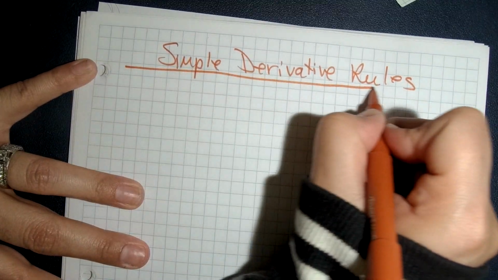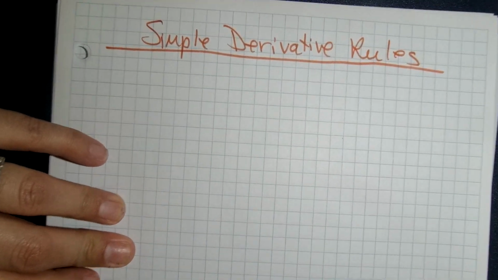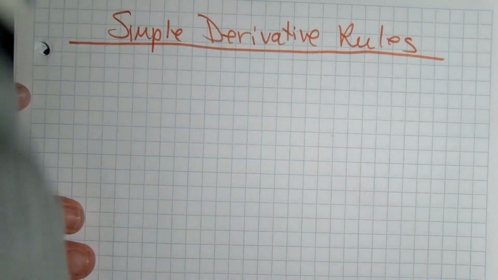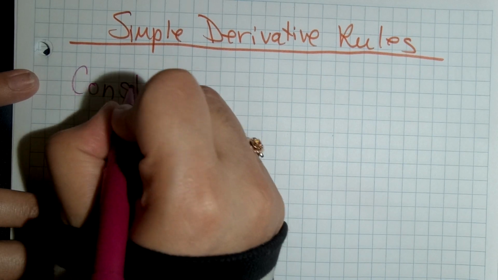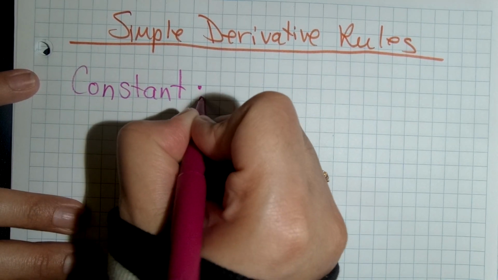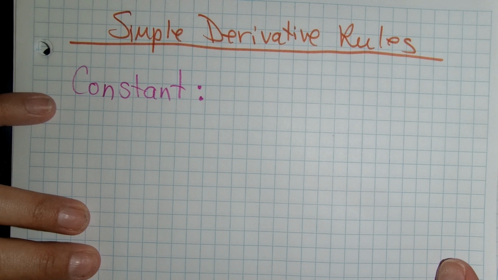Okay. The first rule that we have is called the constant rule. Does anybody remember what a constant is? In math, what is a constant? Do we remember?